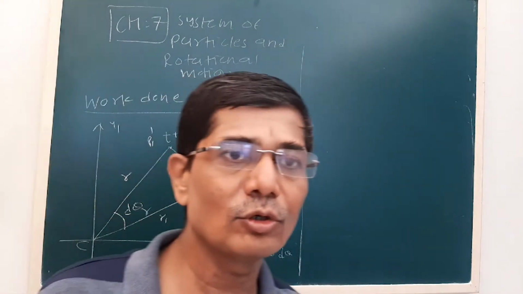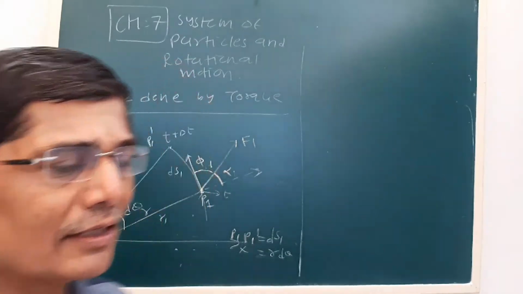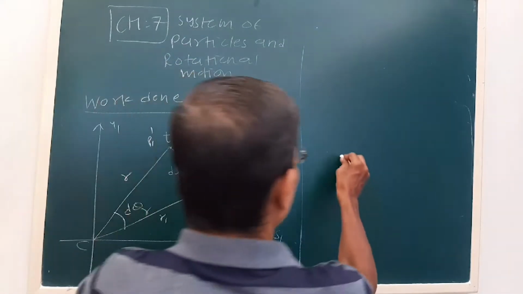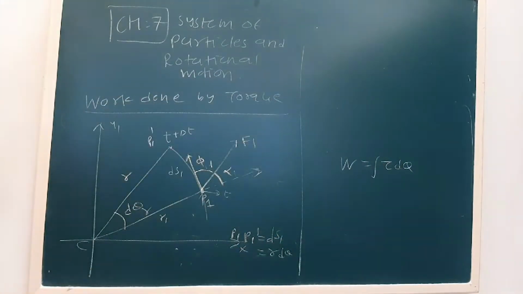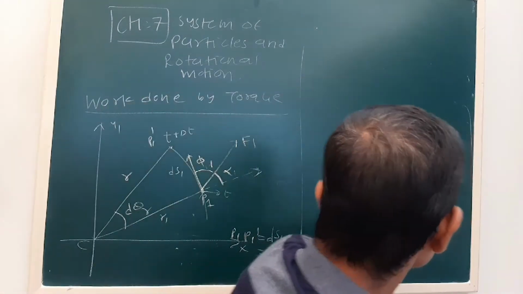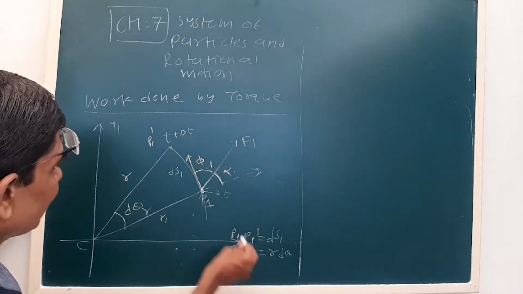Now, in our linear motion, work done was force into displacement. In rotational motion, the work done will be equal to torque into d theta. Now we have to see how this equation comes. Let us say the cross section of a rigid body which moves in the xy plane.